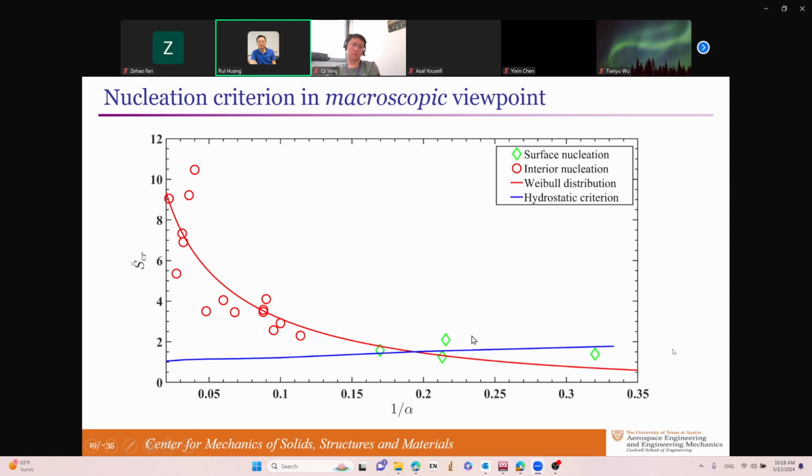There are the diamond points that indicate surface nucleation. One might think that the Gent criterion seems to match this very well, but the mechanism of nucleation is completely different. So any coincidence here is fortuitous. These are cracks that are nucleated on the surface. The prediction is for interior nucleation.